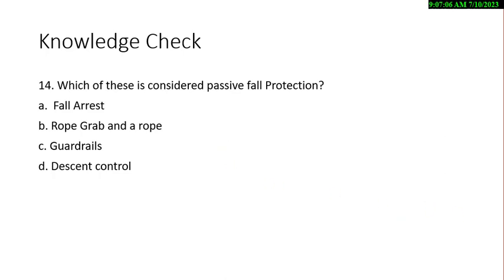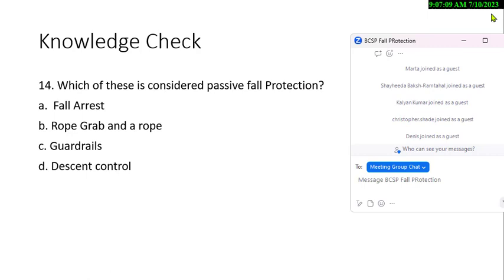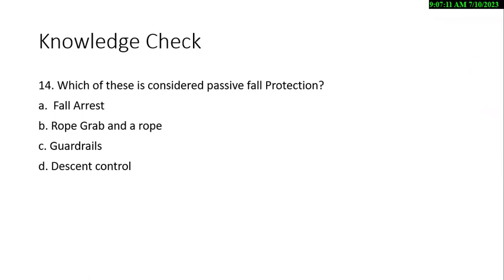Now, if you go to the chat, you can type in the answer, just A, B, C, or D. Fall arrest, rope grab and a rope, guardrails, or descent control. We'll go for a couple answers here. Okay, very good. C is guardrails.